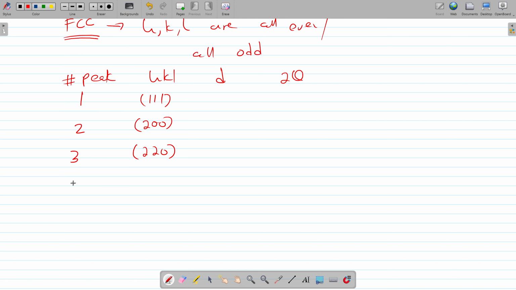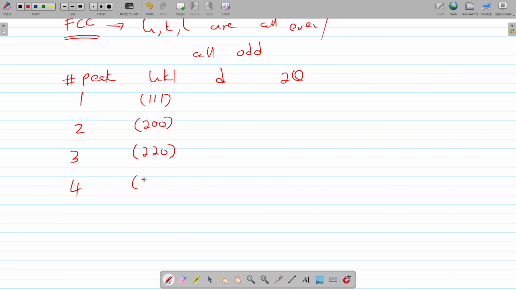And then for our fourth peak here, you can be tempted to say 2, 2, 2, right? Which is all even. This is technically correct. But remember, if we have 2, 2, 2, it is equivalent to 1, 1, 1. These 2 planes are equivalent, and we already have 1, 1, 1 here. So we have to move on to a new plane. We can't include this one. That's why we have to skip 2, 2, 2.